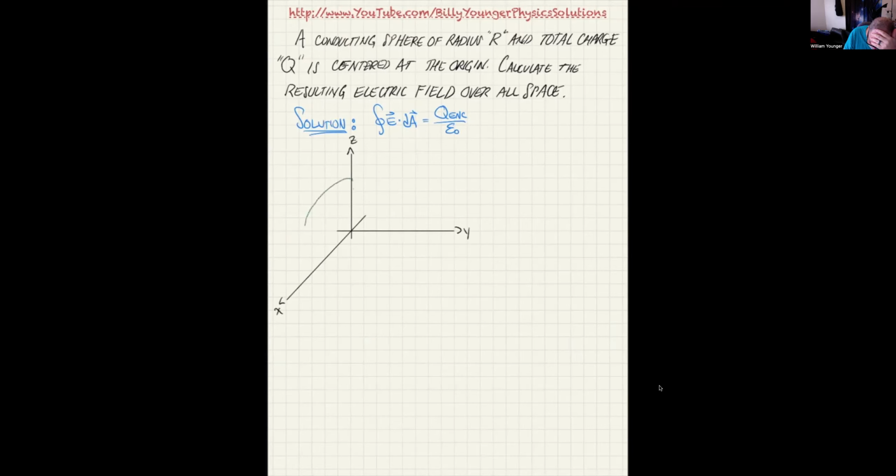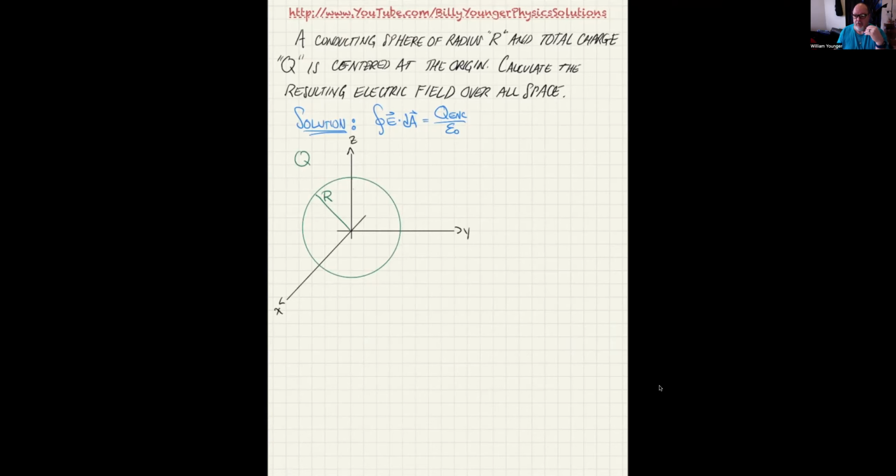I'm gonna let the computer make that a better circle, as it did, which is nice. Let's see if I can get it this way and move it just a little bit to make it look better. Okay, that looks pretty good. So that's our sphere, and that's our sphere whose radius is capital R, and whose total charge is Q. Okay, so those are the quantities we know.